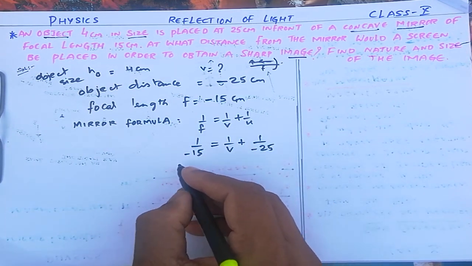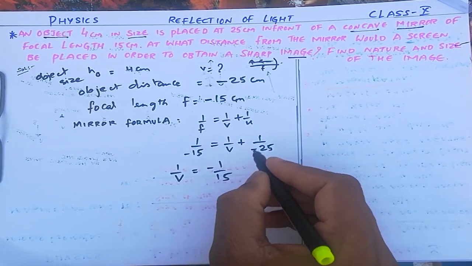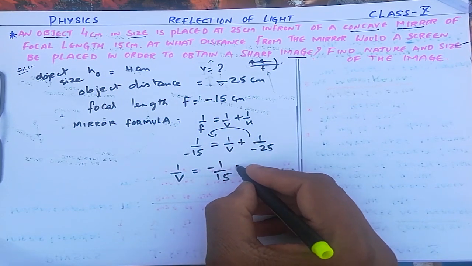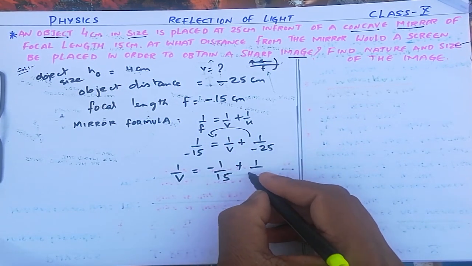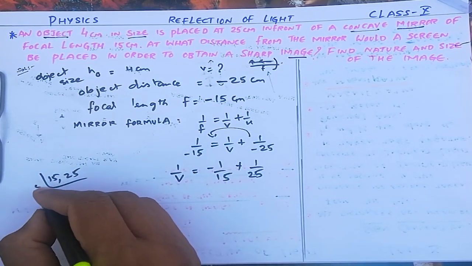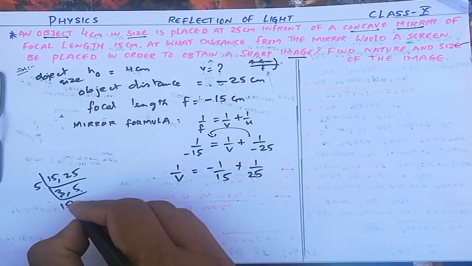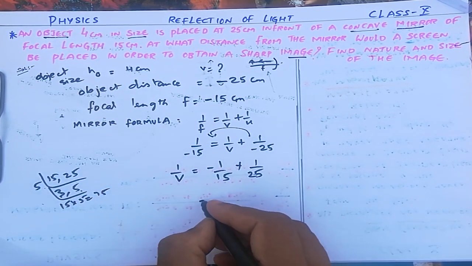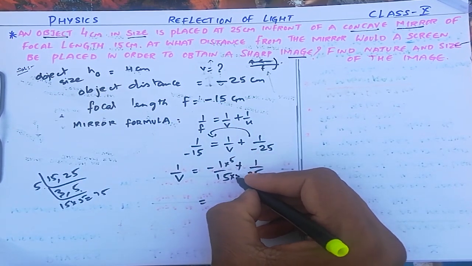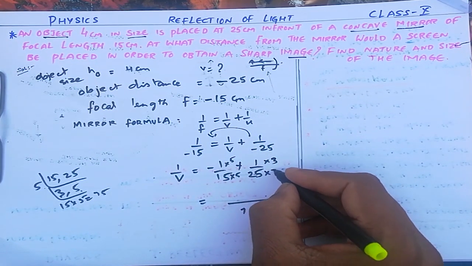I'll take the numerical values to one side. 1 by v equal to minus 1 by 15, and this plus changes to minus, so it becomes plus 1 by 25. LCM for 15 and 25 is 5 3s, 5 5s. 5 3s is 15, 15 into 5 is 75. So 75 is the LCM. Here we need to multiply by 5 to make it 75, and here 25 into 3s.